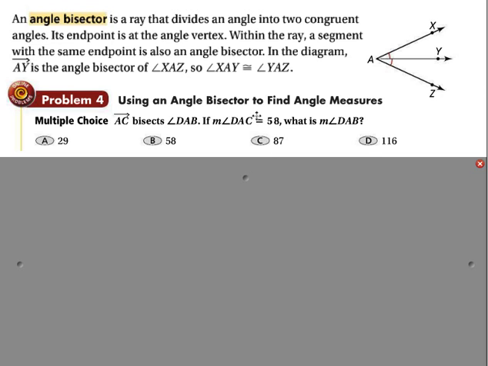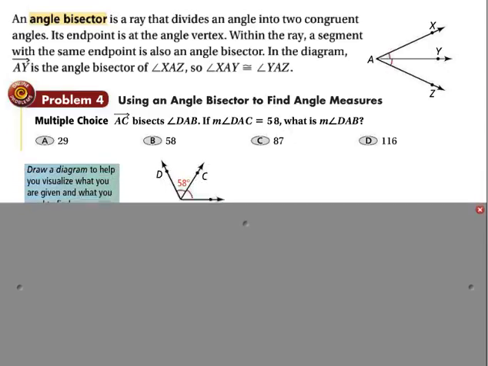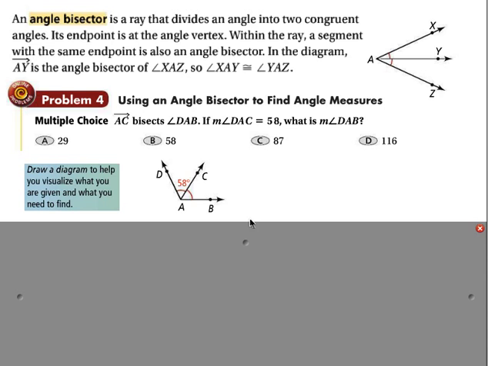So here's a multiple choice question. Using an angle bisector to find angle measures. It says AC bisects angle DAB. If the measure of angle DAC is 58, what is DAB? Well, the first thing we want to do is draw a diagram. So we have this angle DAB with an angle bisector of AC. DAC is 58 degrees. They told us that. So we want to find DAB, the big angle, the whole thing.